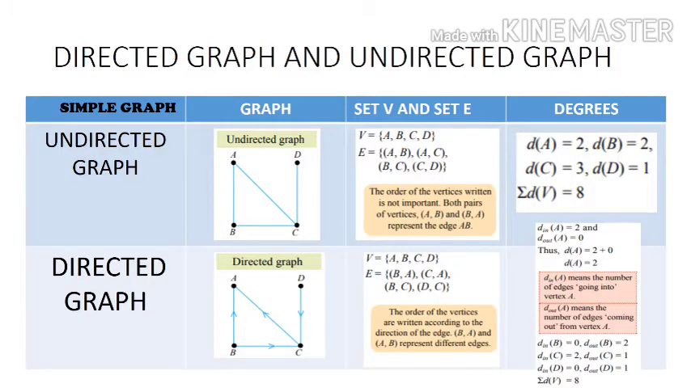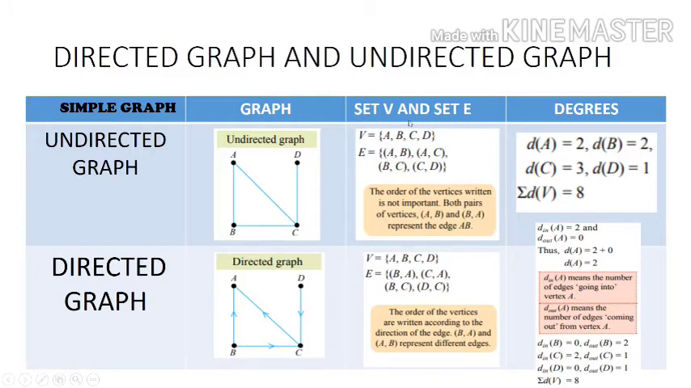So next is directed graph and undirected graph. A directed graph is a graph in which a direction is assigned to the edge connecting two vertices. An undirected graph is a simple graph or a graph with loops and multiple edges drawn without any direction being assigned. As you can see here is a table based on a simple graph. For an undirected graph, there is no direction being assigned to the graph.